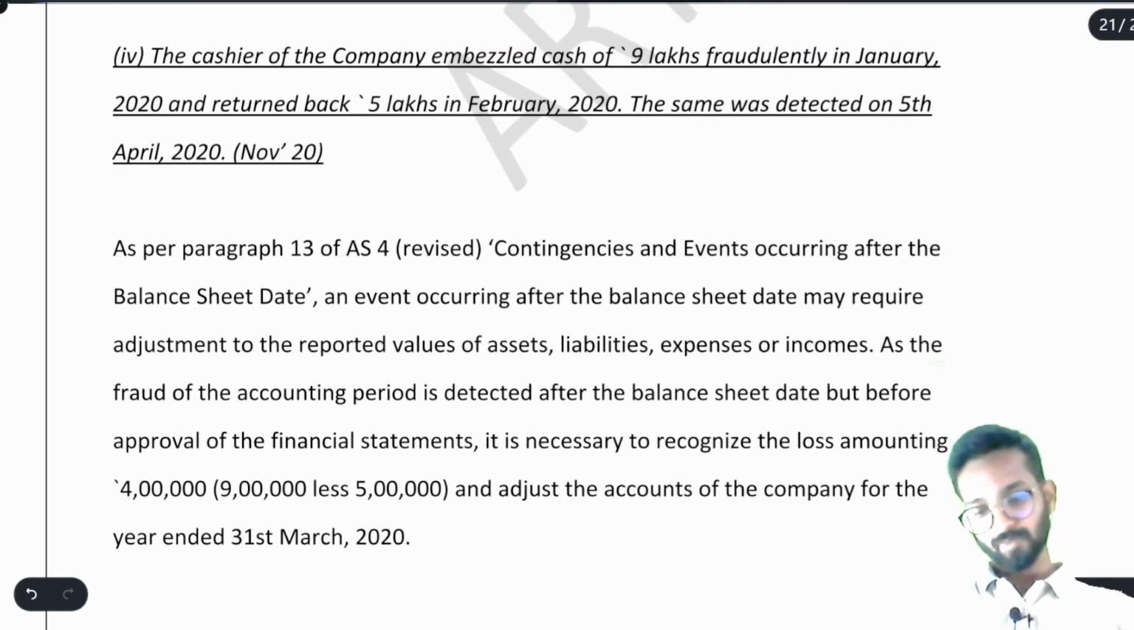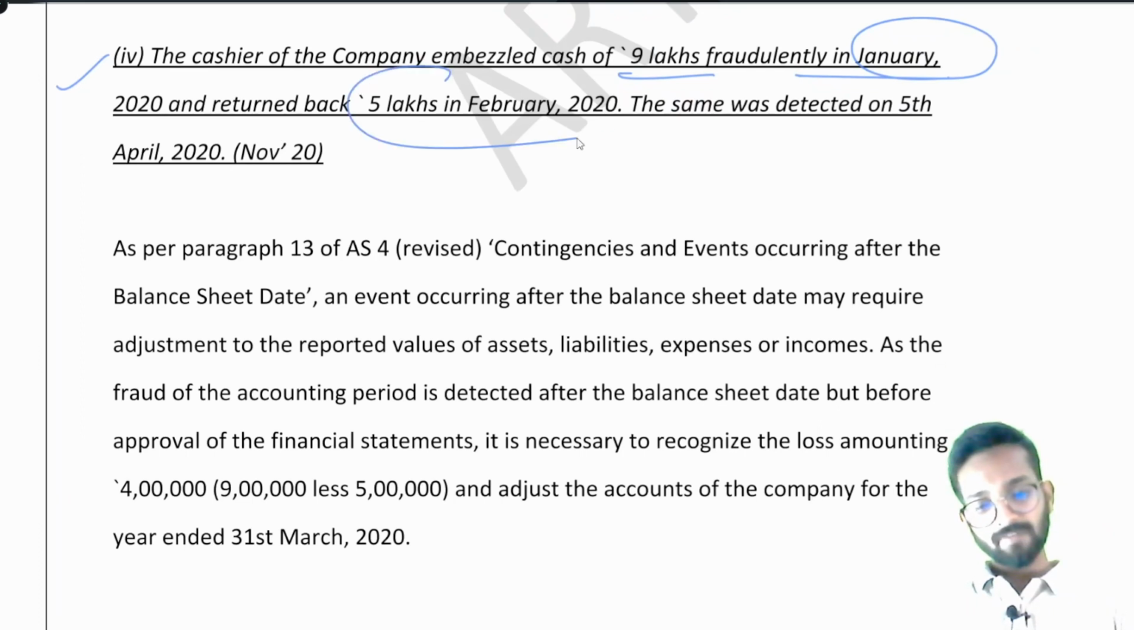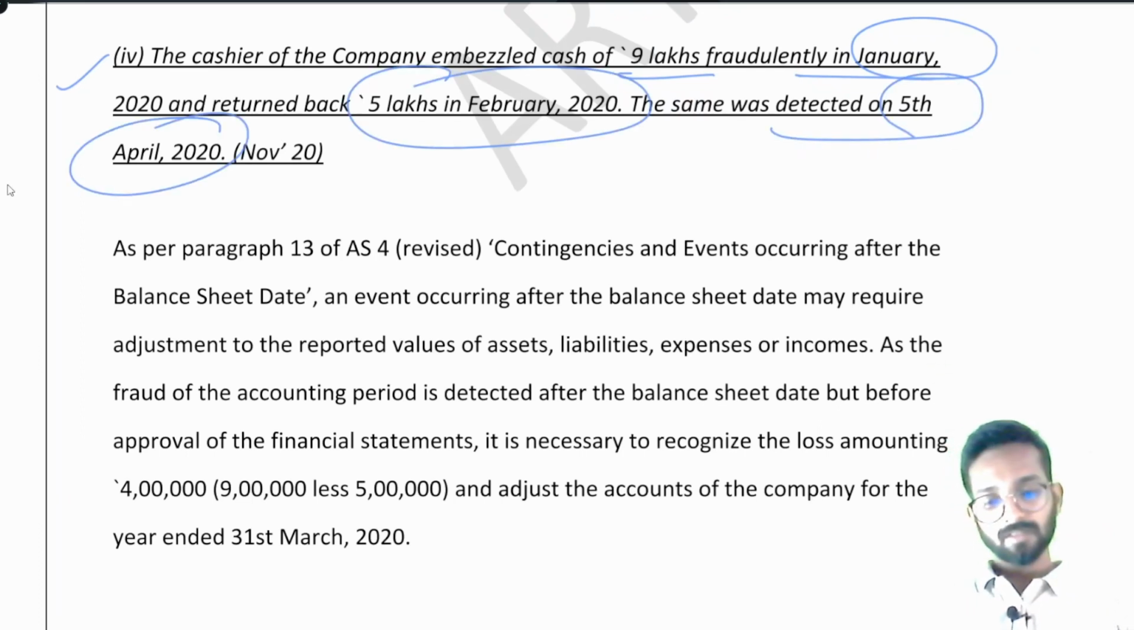Now see, this is important. The cashier of the company embezzled cash of 9 lakh rupees in January, okay, and returned back 5 lakh in Feb. Very good. The same was detected on 5th April. It means the condition was already there, but they found it out on 5th April. It means 4 lakh rupees are still embezzled.